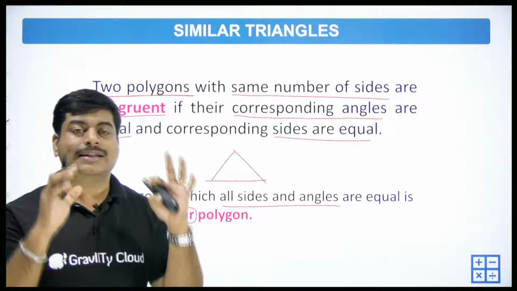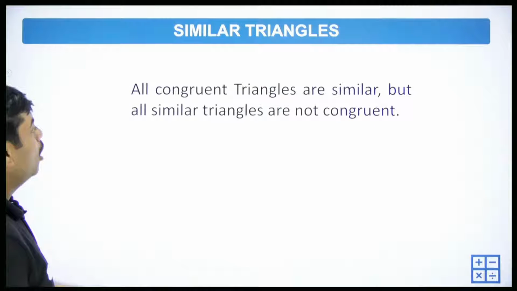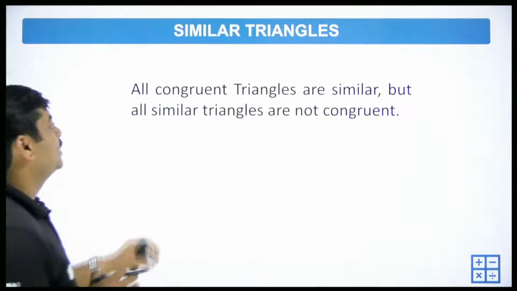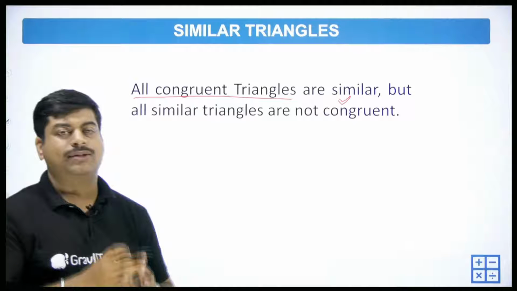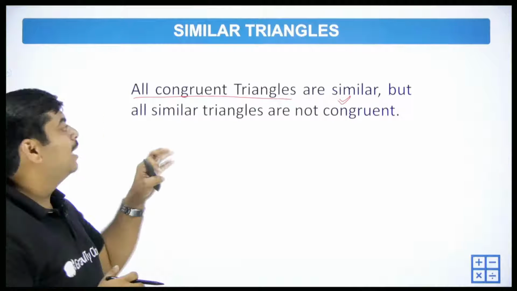Alright, let's understand more about the similar triangles concept. All congruent triangles are similar, but all similar triangles are not congruent. Again, we need to understand a few things here, okay? When we say two triangles are congruent, they are definitely similar. You need to understand the difference, right? But all similar triangles are not congruent.